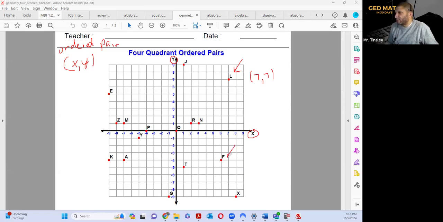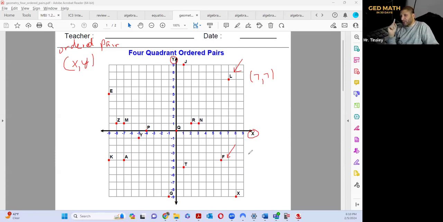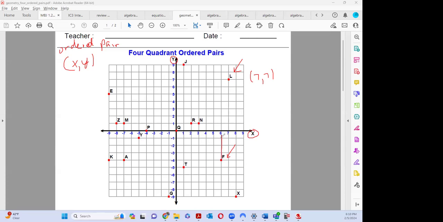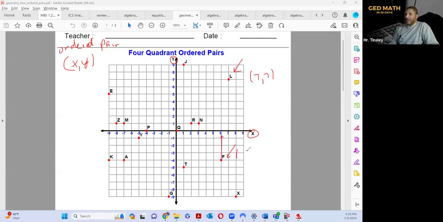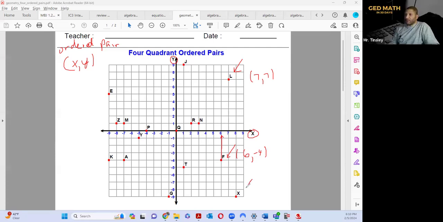Give me F. -4 and 6, or 6 and -4. See, that's what I wanted to make sure. Remember, X is first. X is always first. So it's not -4, 6. It's 6, -4. Gotcha. So since you got that wrong, give me X.